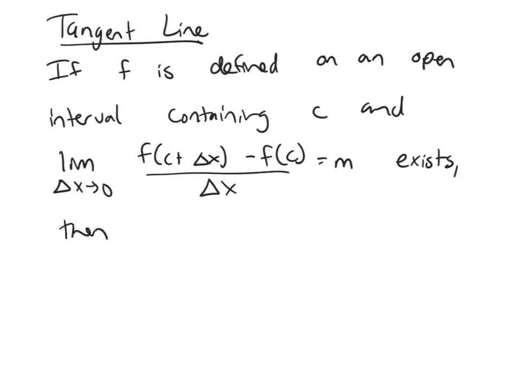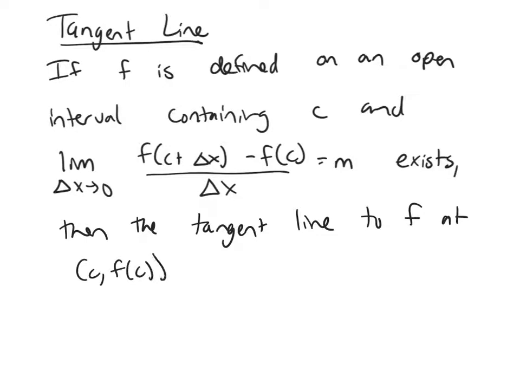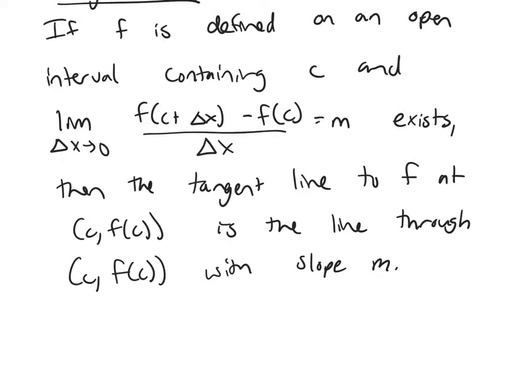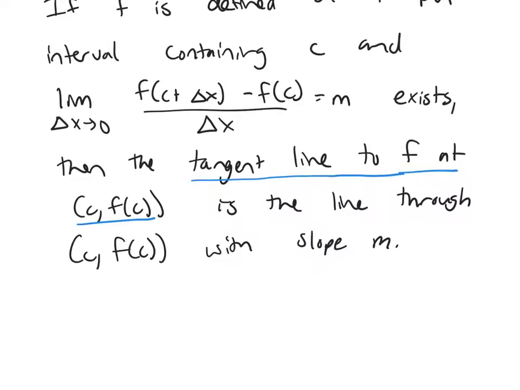then the tangent line to f at the point c, f of c, is the line through that point, through c, f of c, with slope m. So this tells us how to find our tangent line to our function at a point.